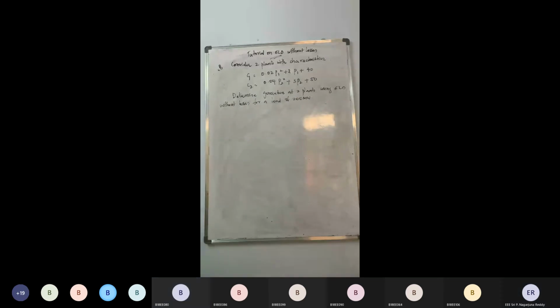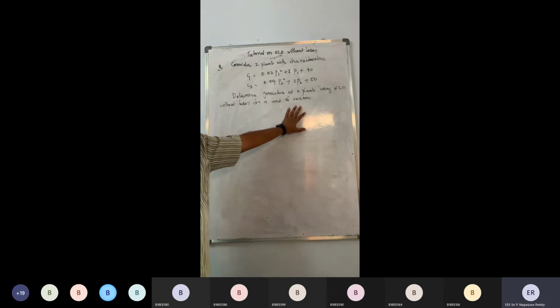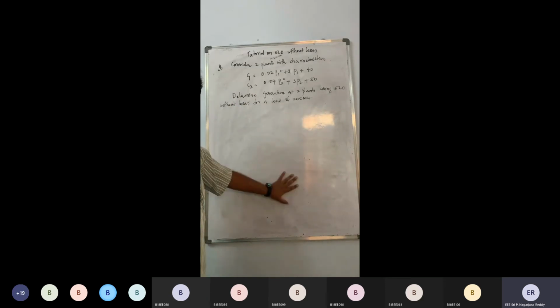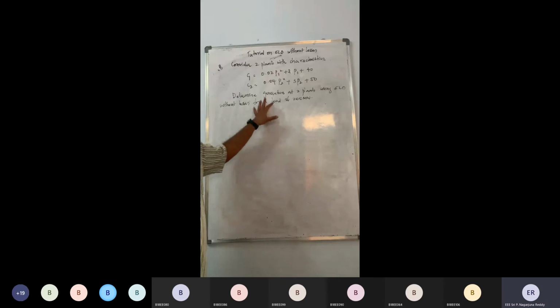Shown on the board is the problem. So far we have discussed problems of this type, where two cost characteristics are given and the load is mentioned, like 200 megawatts, and you are solving this problem in order to get an economic generation.